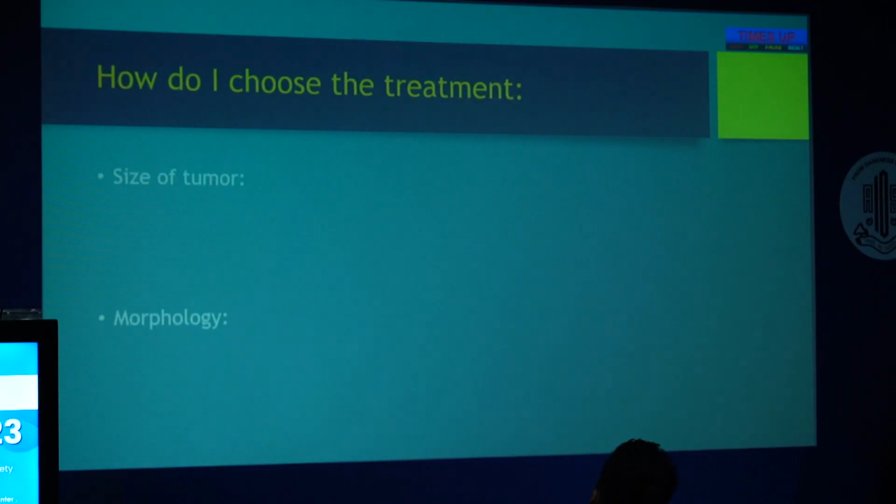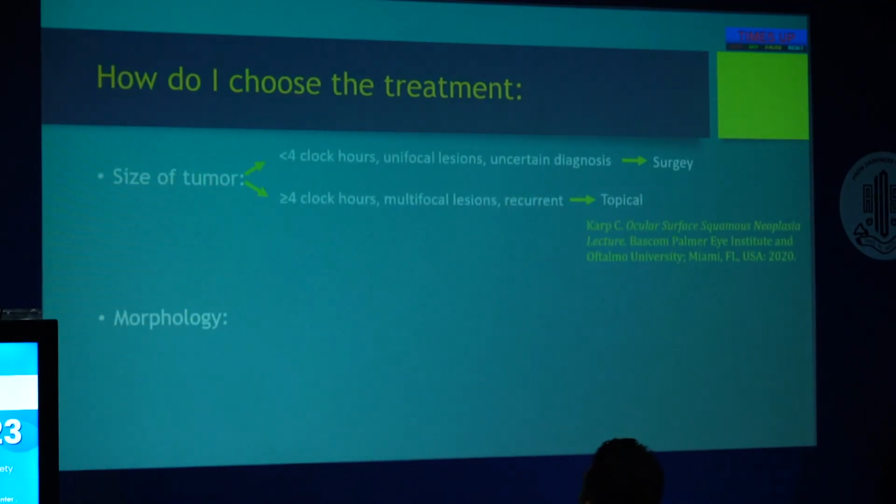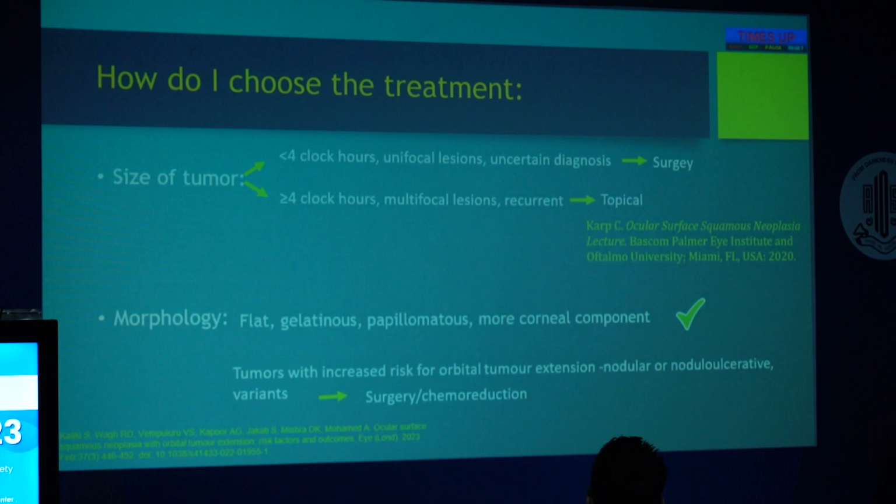kind of follicular reaction. So how do I choose treatment in these cases? According to Carol Karp, the size of the tumor is one of the very important criteria. If the tumor is less than 4 clock hours, or if the tumor is unifocal or of uncertain diagnosis, they prefer doing surgery. And if the tumor is of more than 4 clock hours, multifocal or recurrent, they prefer doing topical. But in my practice, I always give equal importance to morphology apart from the size of the tumor.